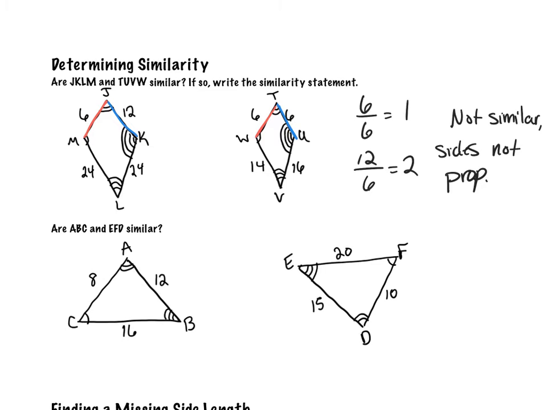So if I look at the two triangles, AC is 8. What side is that going to correspond to? FD. So 8 over 10. I want to reduce that fraction. What goes into both? 2. So I end up with 4/5. Now when I check the other sides, I want them to reduce to 4/5. So, Bryce, what side corresponds to AB in the other triangle? DE.